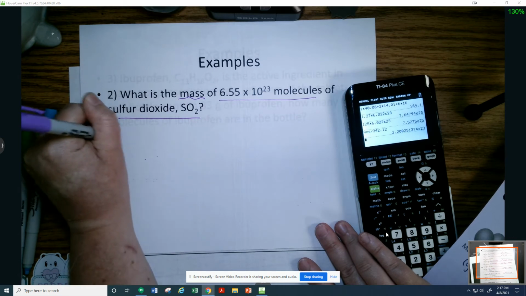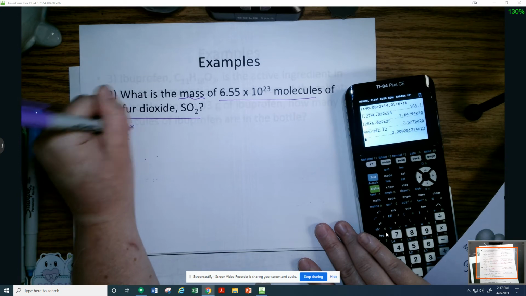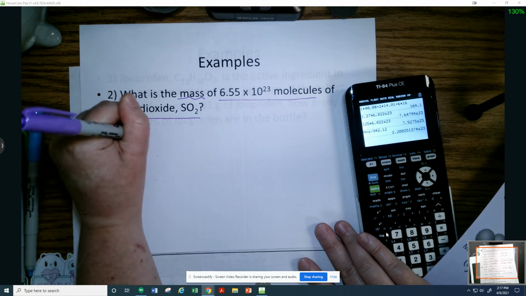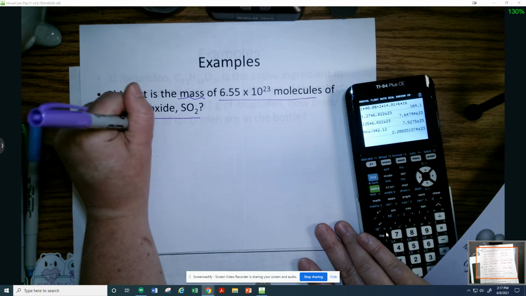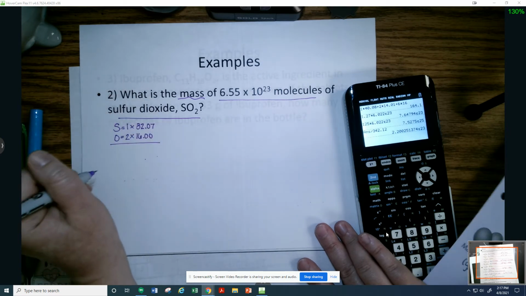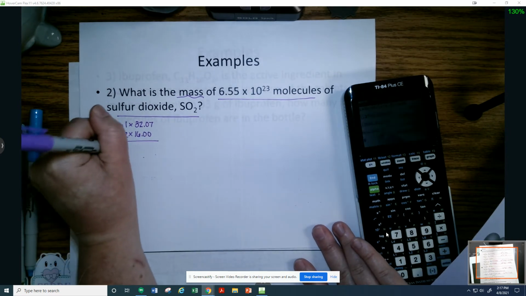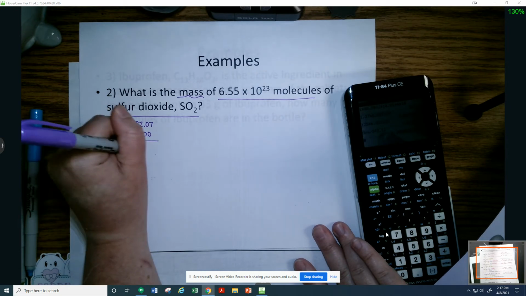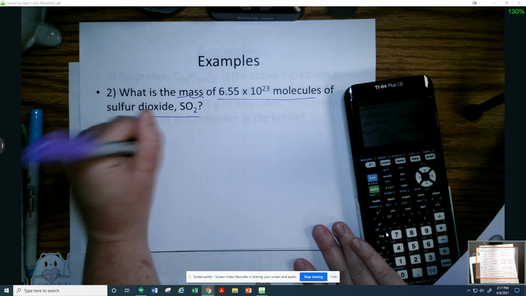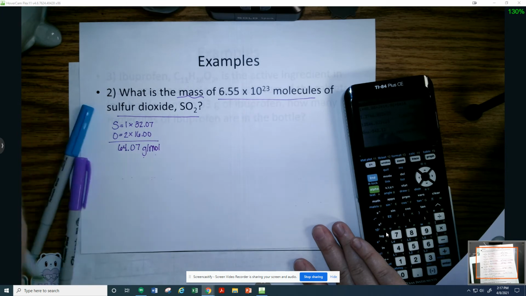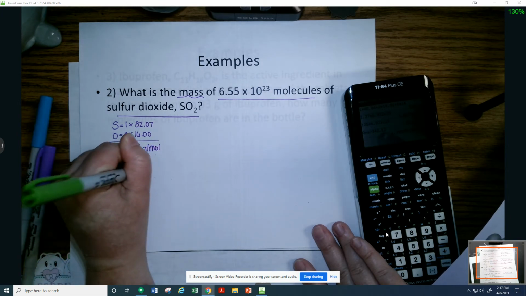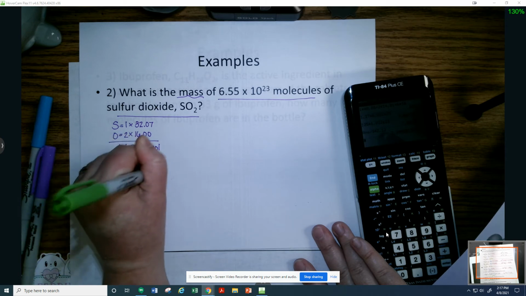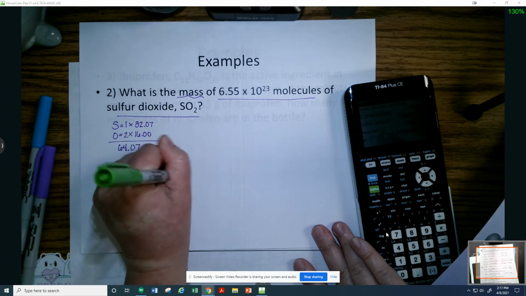Our compound is sulfur dioxide. So we have S and O: 1 sulfur, 2 oxygen. Oxygen I know is 16, and sulfur is 32.07. Multiplying and adding everything up, you get an answer of 64.07 grams per mole. Let's take a look at what our given is. It's that 6.55 times 10 to the 23rd MQs of SO2.